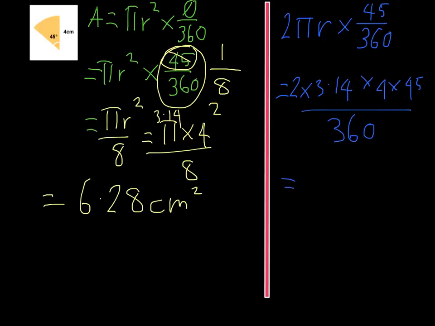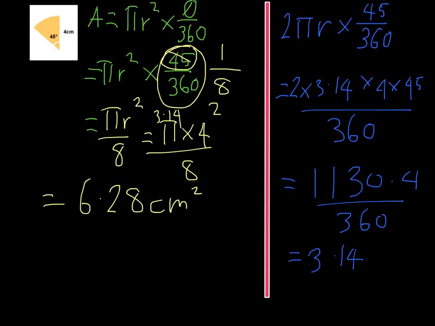So 2 times 3.14 is equal to 6.28. Times that by 4 is 25.12. Then times that by 45 will give you 1,130.4, all divided by 360, which will give you an answer of 3.14. Interesting. Let's come back to pi.